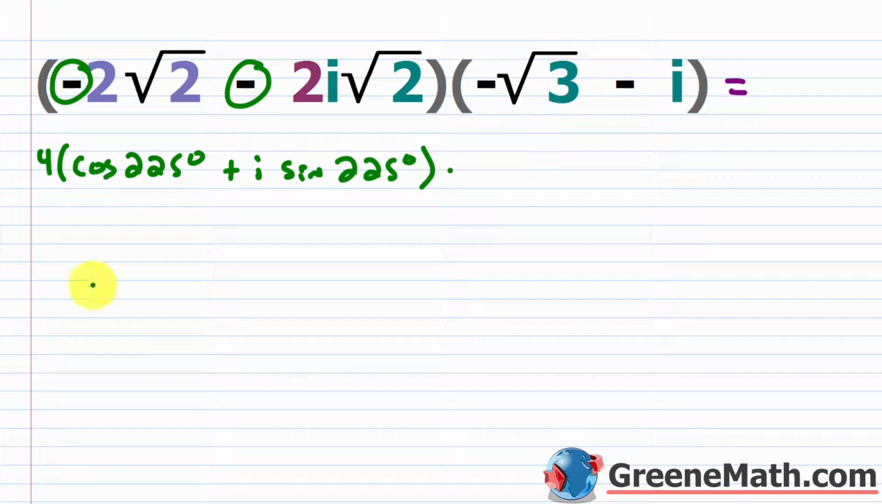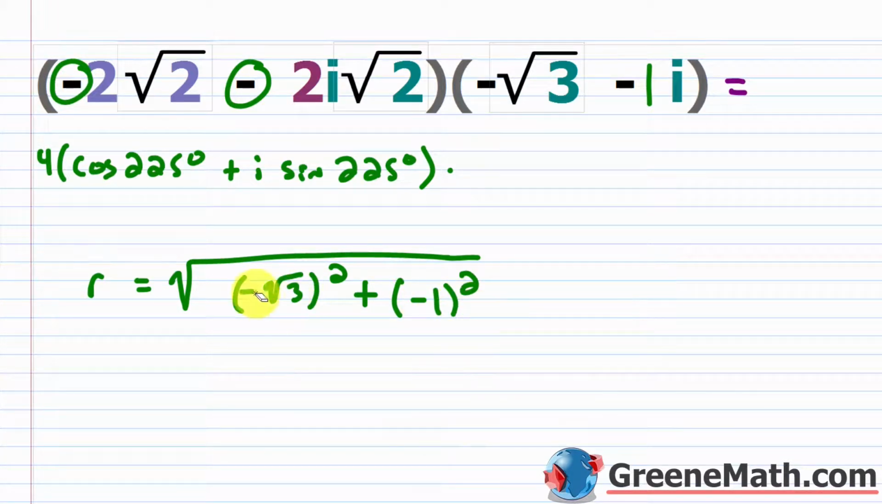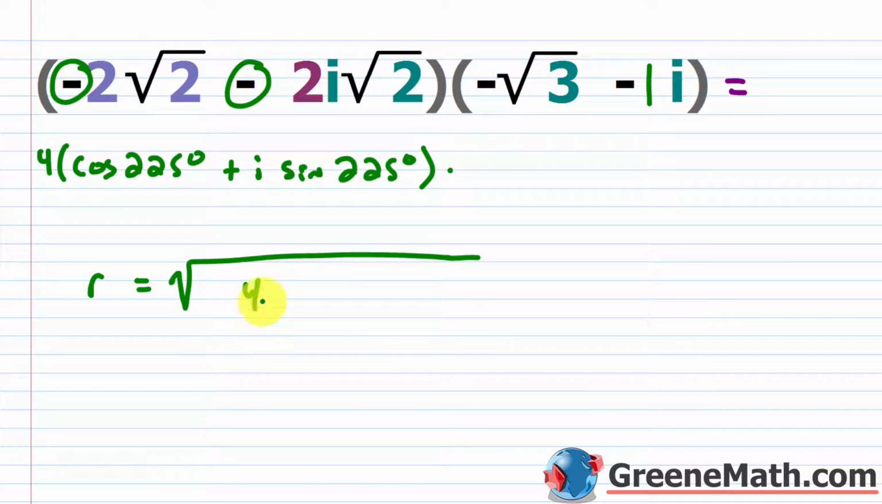For this one, the R value is the square root of, take the real part, so negative of the square root of 3. This is squared. Then plus, take the imaginary part. You can write a phantom 1 in there. This is really negative 1. So I'll put negative 1 here, and this will be squared, okay? So basically, the negative of the square root of 3 being squared is 3, and negative 1 squared is 1. So you're going to have 3 plus 1, which is 4. So R is the square root of 4, which is 2. Okay, so let's put 2 here.